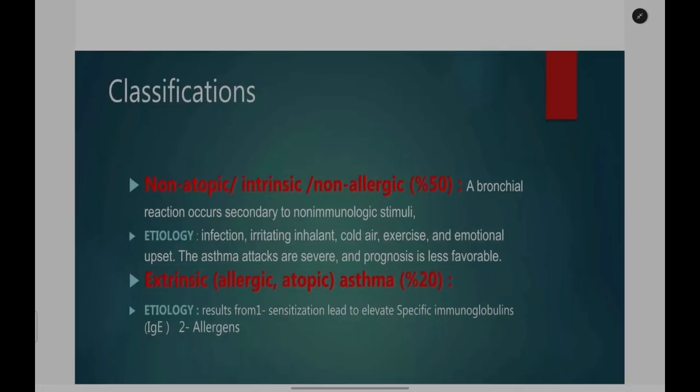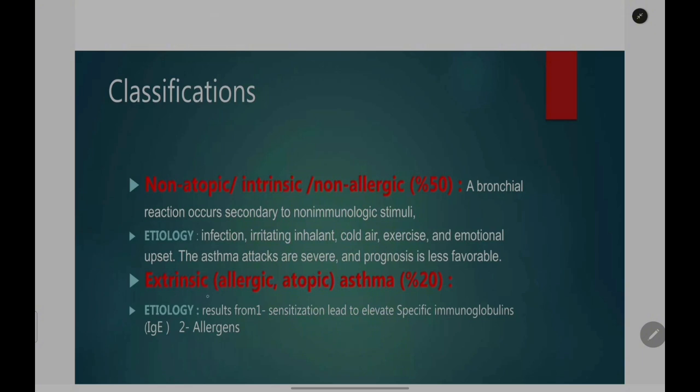Let's see the classification of bronchial asthma. Firstly, non-atopic or intrinsic or non-allergic. A bronchial reaction occurs secondary to non-immunologic stimuli. Etiology: infection, irritating inhalant, cold air, exercise, and emotional upset. The asthma attacks are severe and prognosis is less favorable.